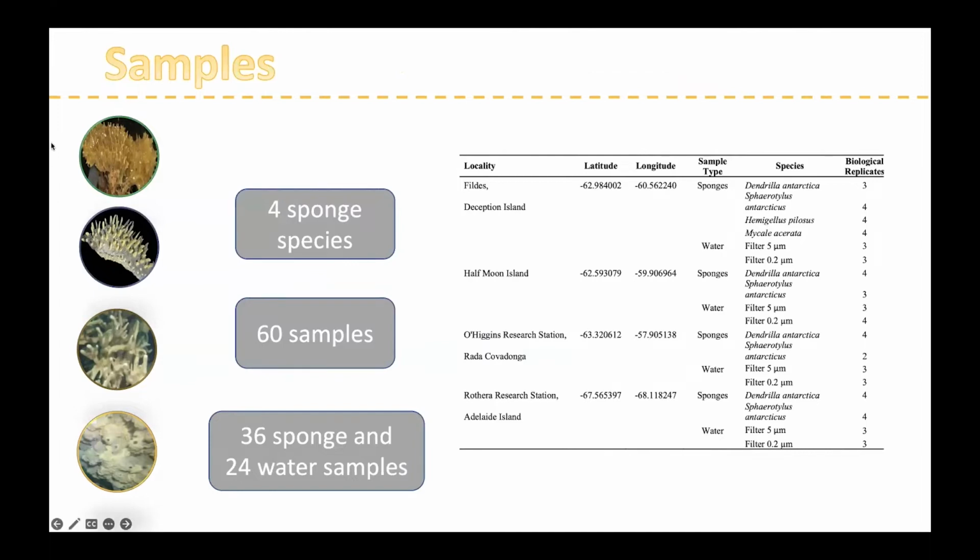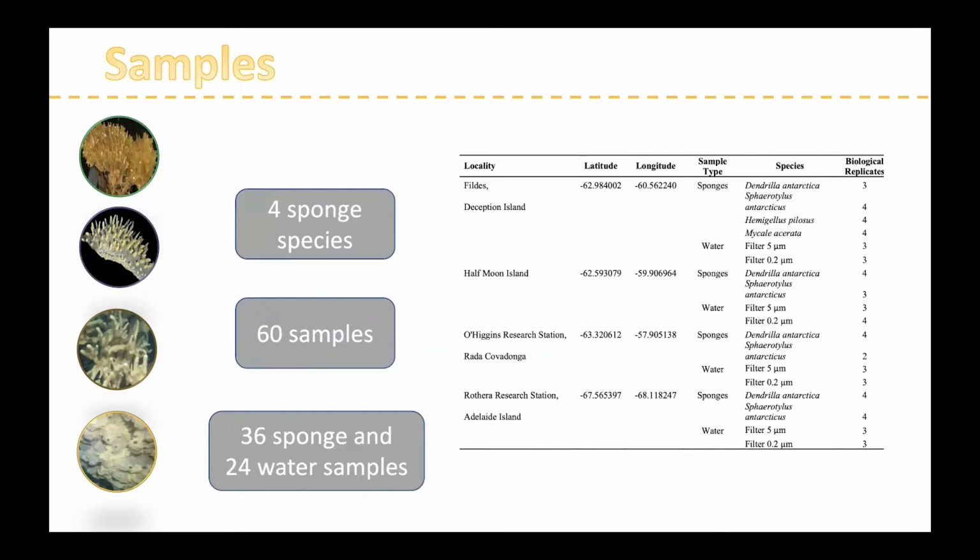different sponge species: Dendrilla antarctica, Sphaerotylus antarcticus, Hemigellius pilosus, and Mycale serrata. These sponges are the most common and abundant in these localities. We also collected 3 water samples adjacent to the sponges for every location.